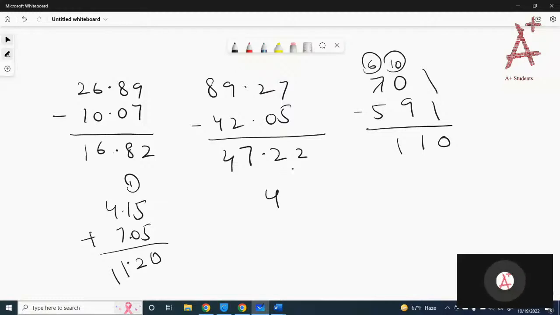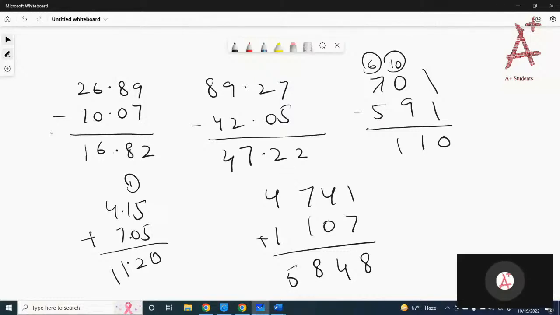Okay, the next one is add 4741 plus 1107. So start adding from the ones digit. So 7 plus 1 is 8. 4 plus 0 is 4. Again 7 plus 1 is 8, and 4 plus 1 is 5. Got it? It would be 5848. So select the correct option and click on the OK button.